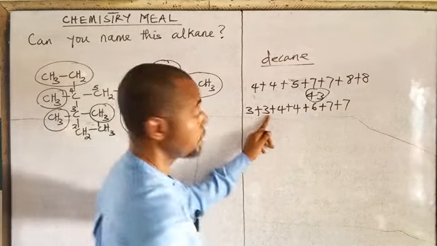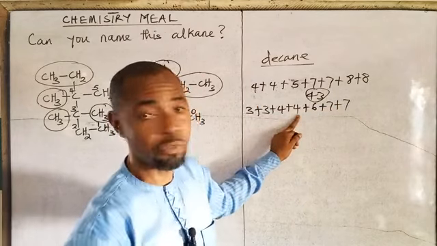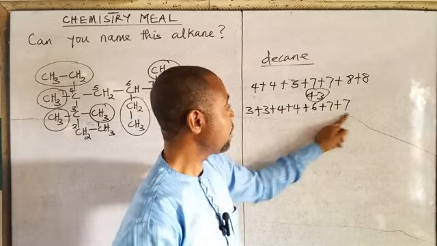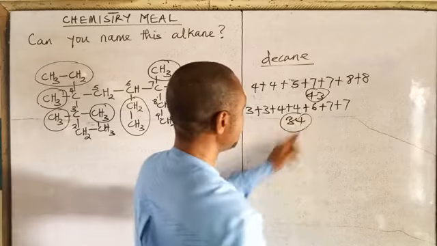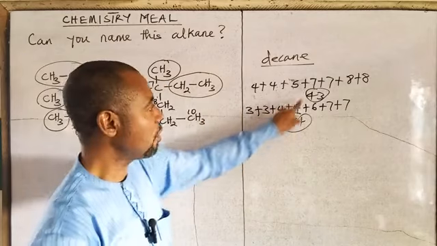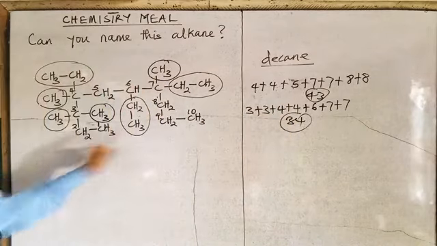Okay. 3 plus 3 is 6. 6 plus 4 is what? 10. 10 plus 4 is what? 14. 14 plus 6 is actually what? 20. And 20 plus 14 will give us what? 34. Wow. 34 as against 43. You can see that this is smaller than this. So the correct numbering will start here and not from here.